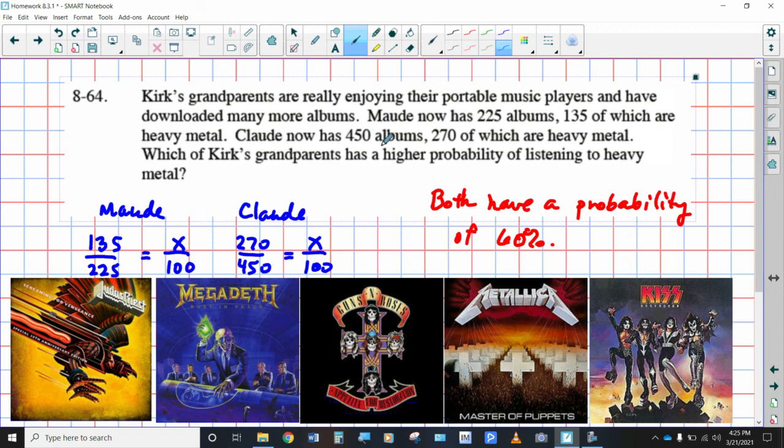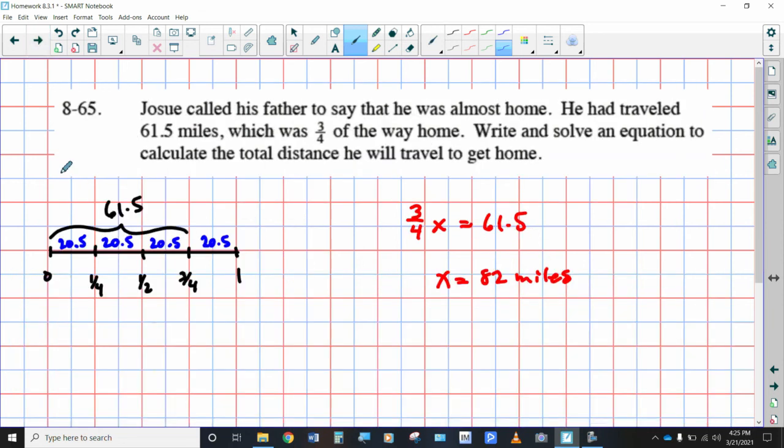Claude now has 450 albums, 270 of which are heavy metal. Which of Kirk's grandparents has the higher probability of listening to heavy metal music? So if we take each one of those and we convert them into their percents, you'll see that both of them are the same percent. They both just happen to have 60% of the music in their iPods or whatever music player they're listening with. Both of them have 60%. So there you go. Rock on, Kirk's grandparents.